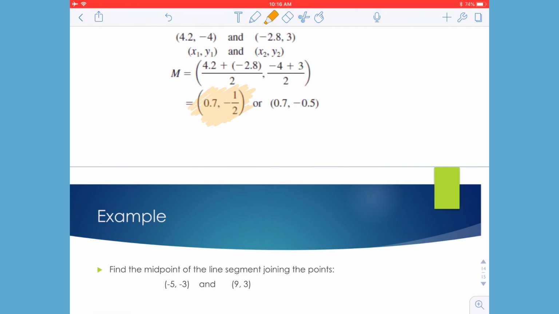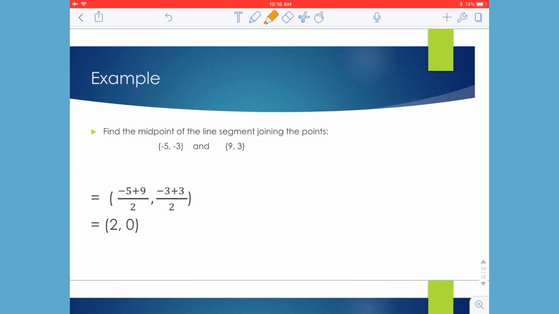Again, you can pause this video. Here's another example to find the midpoint of the following line segment. If I add my x values together and divide by 2, I end up with an x value of 2. And if I add my y values and divide by 2, I end up with a y value of 0. So my final coordinate midpoint is 2, 0.